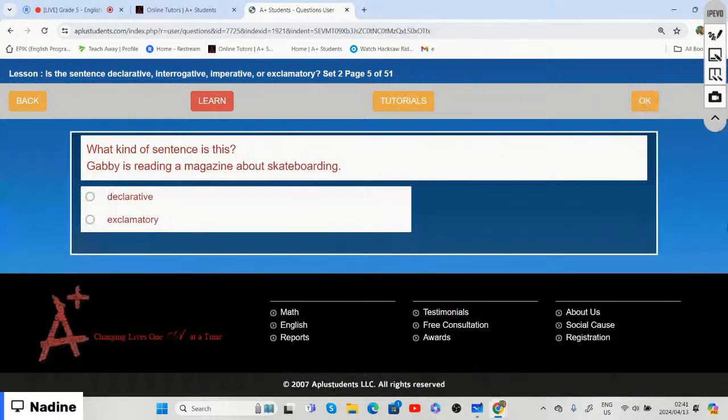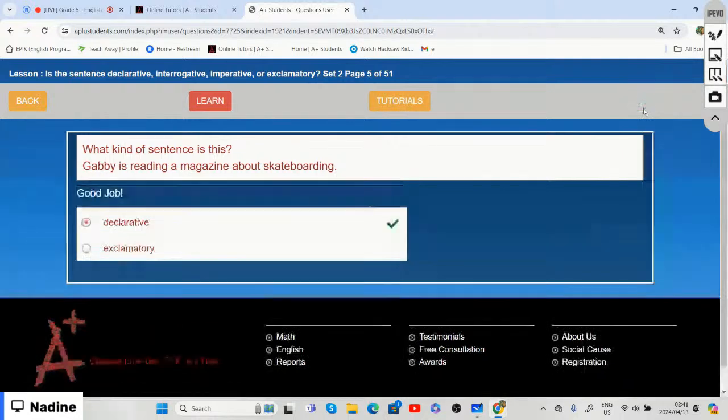Gabby is reading a magazine about skateboarding. Is this a declarative sentence or an exclamatory sentence? All right. So, which means that if we say Gabby is reading a magazine about skateboarding, it's just a statement that is being made, right? Which means that it is a declarative sentence. Well done. Great job.